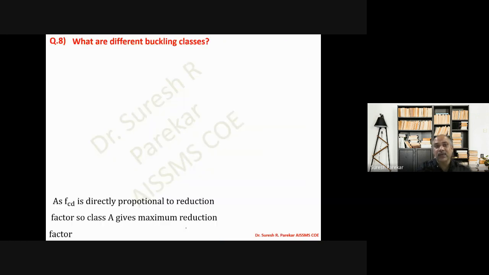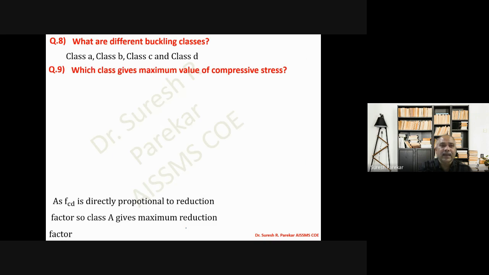Then we have the different buckling classes. So we have A, B, C, D. These four buckling classes are given in table number 10. Then, which class gives the maximum value of compressive stress?